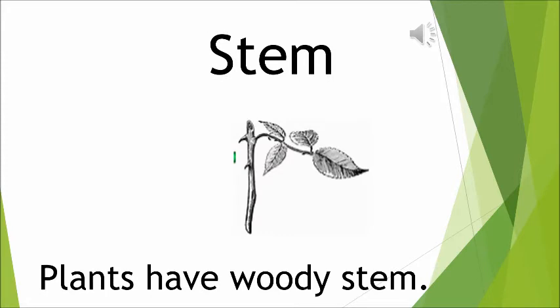Stem. Stem is another part of a plant on which we have the leaves, from which the branches come out, and then we have the leaves, the flowers, everything. It supports the plant. The sentence is, plants have woody stems. Now the next word.